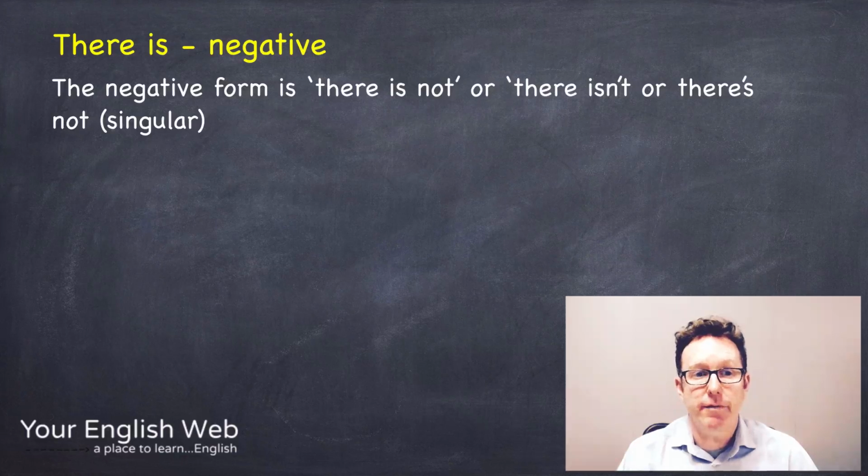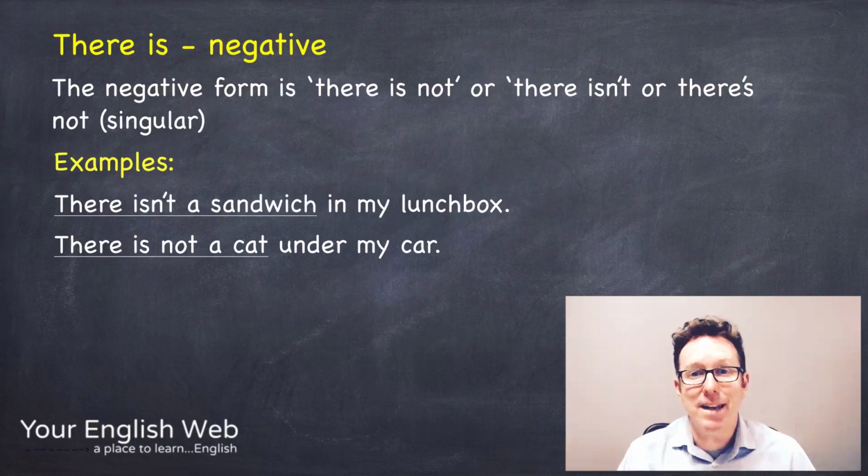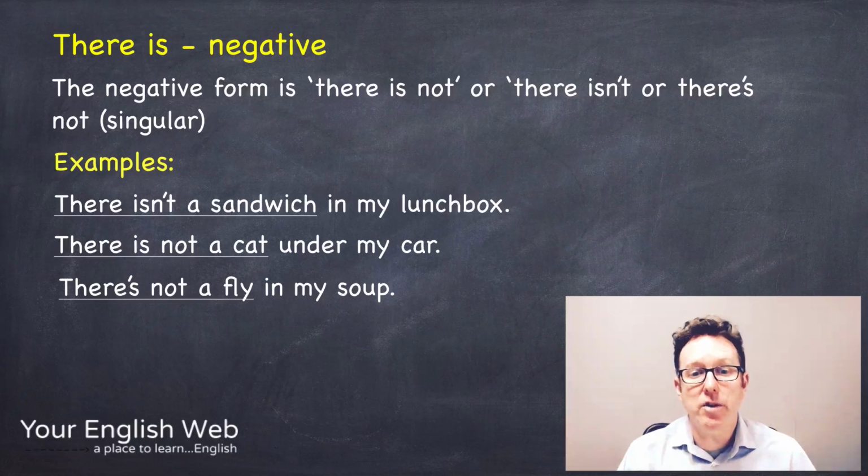The negative form is there is not, or there isn't, or there's not. Singular. Some examples are, there isn't a sandwich in my lunchbox. There is not a cat under my car. There's not a fly in my soup. Subject, a sandwich, a cat, a fly.